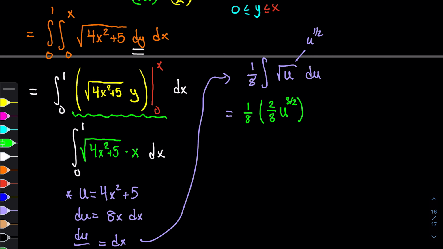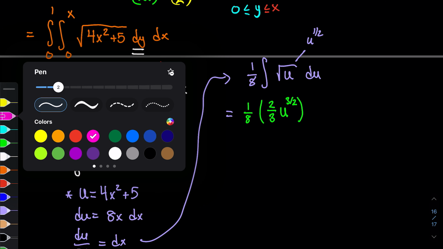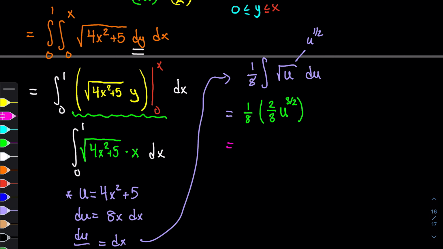And now we need to go back because we need to evaluate this at our bounds. So this is 1/8 times 2/3 times, what was u equal to? Well, u was equal to 4x squared plus 5. And then we evaluate this from 0 to 1 as well. So let's see, what are we going to get? We get 2 over 27.